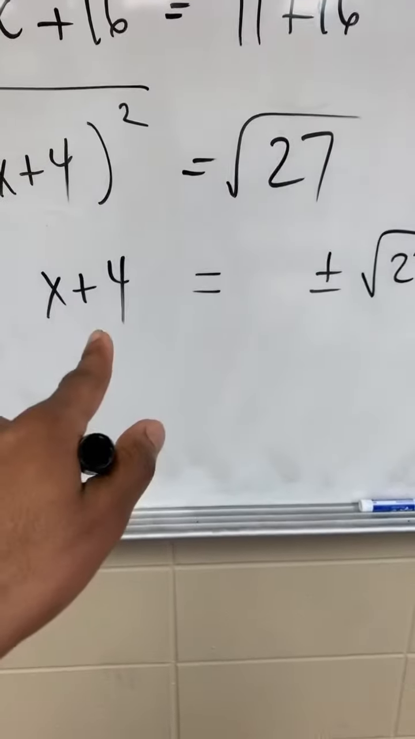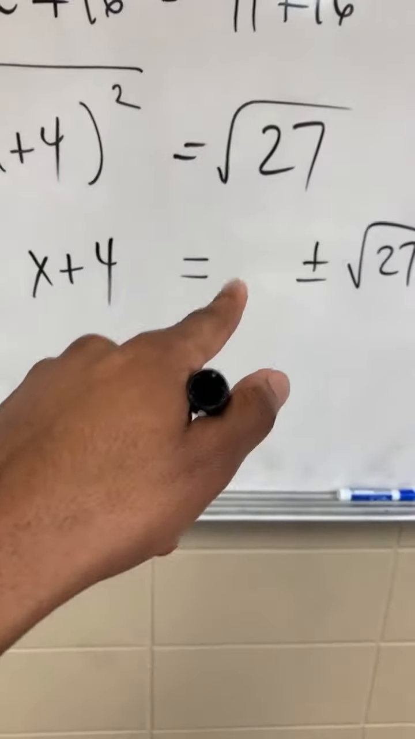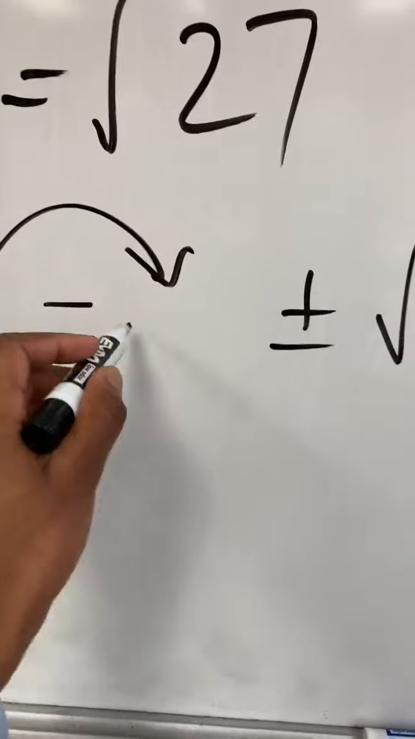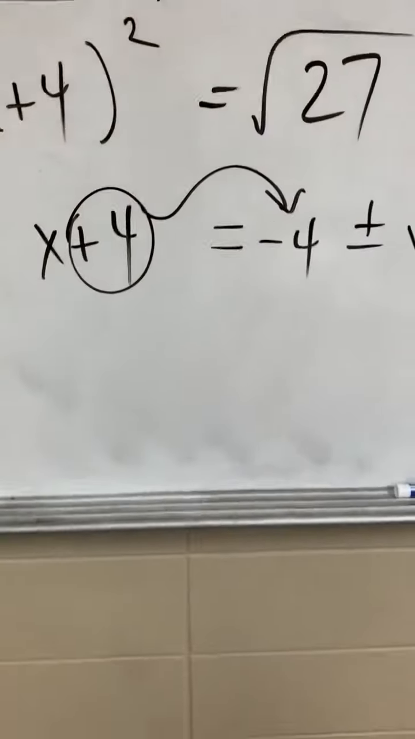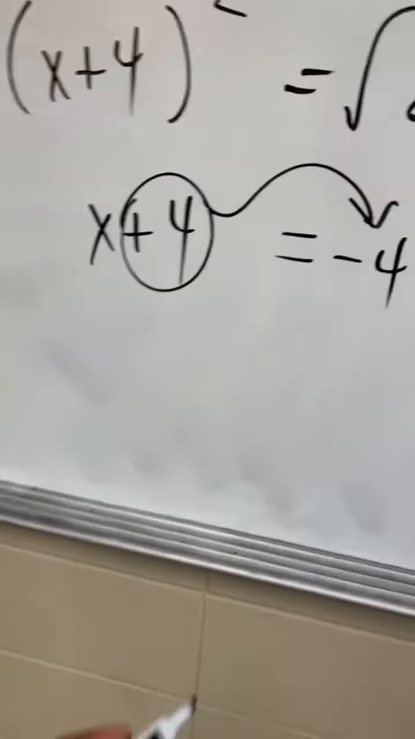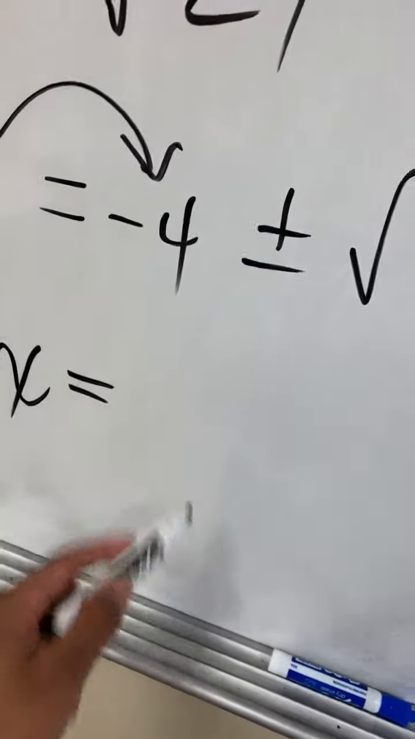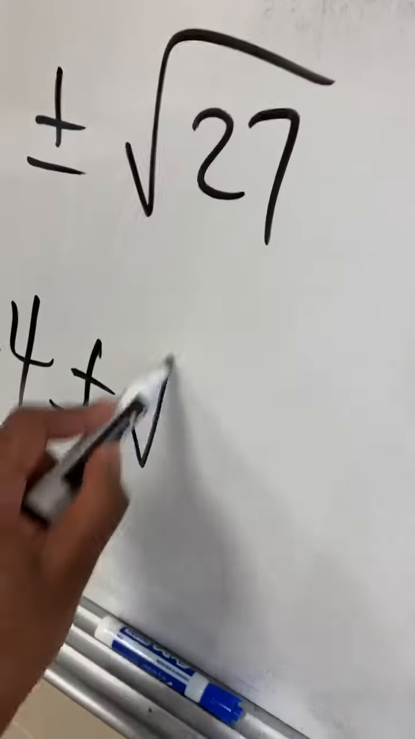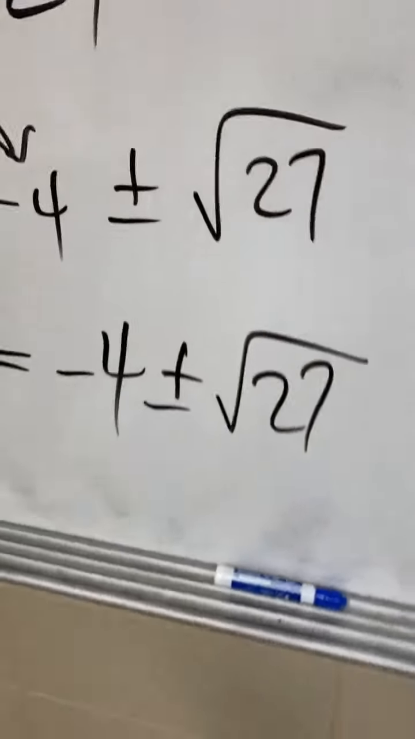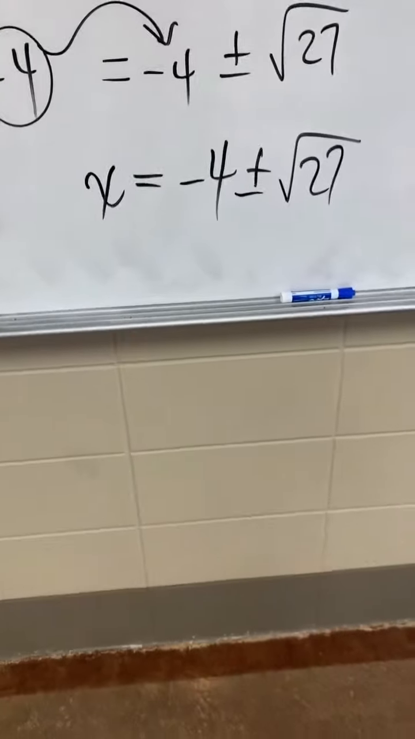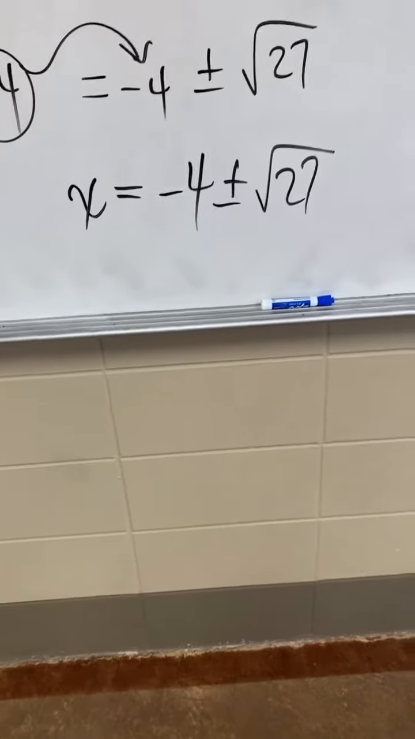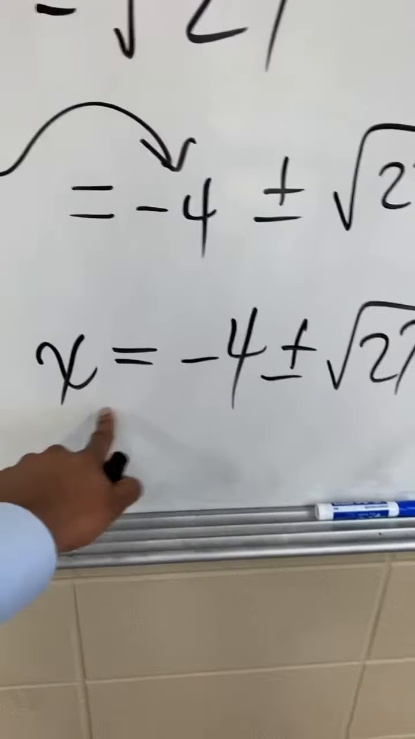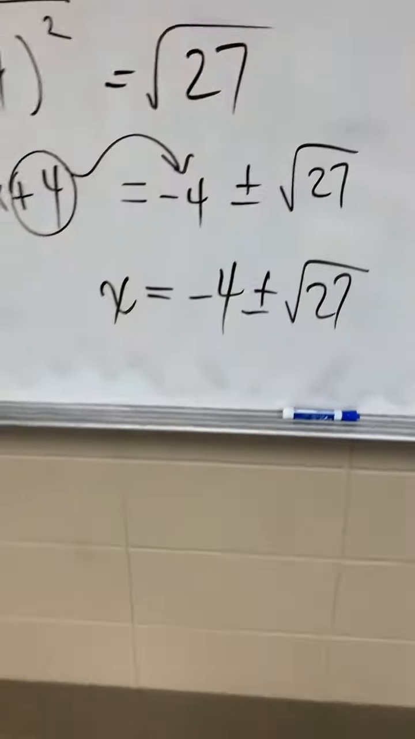All right, so here we go. We got the plus 4. I need to get that over there, right? So this plus 4 comes over here as a minus 4. So my final answer is going to say x is equal to negative 4 plus or minus the square root of 27. This isn't the simplified answer, but we can work on that later. I just want to make sure that we can get to that variable. If we can get to that variable, we can simplify this later.